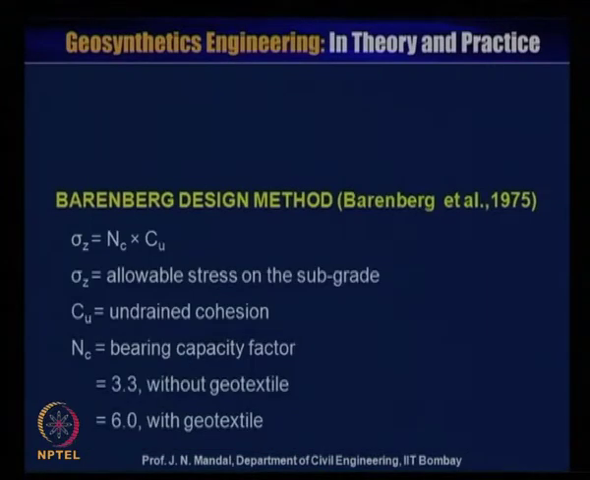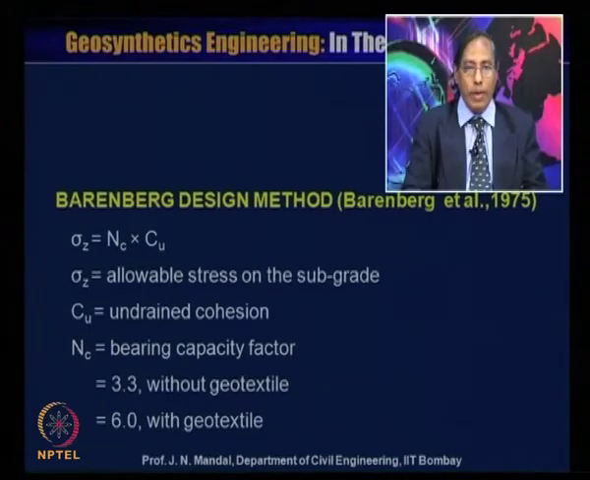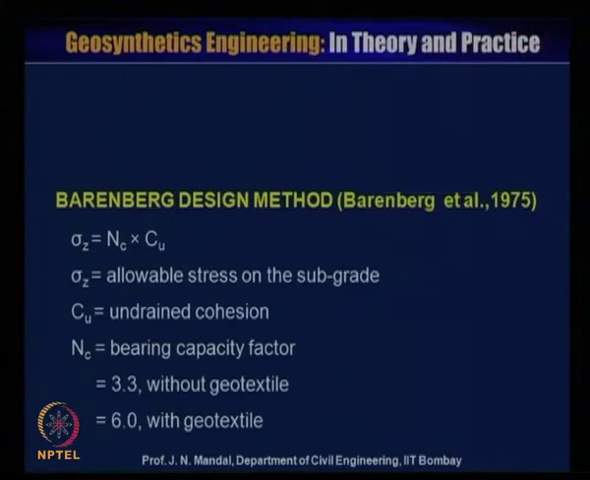Barenberg design method, Barenberg et al. 1975, has given that sigma z is equal to Nc into Cu. Where sigma z is the allowable stress on the subgrade, Cu is equal to undrained cohesion and Nc is equal to bearing capacity factor, that is 3.3 without geotextile and Nc is equal to 6.0 with geotextile material. They performed field tests and from those field tests they obtained this value.